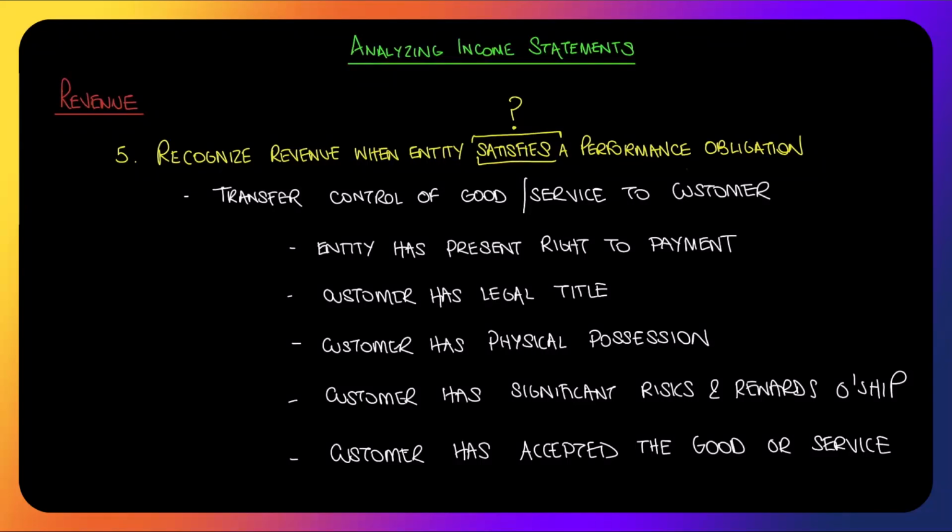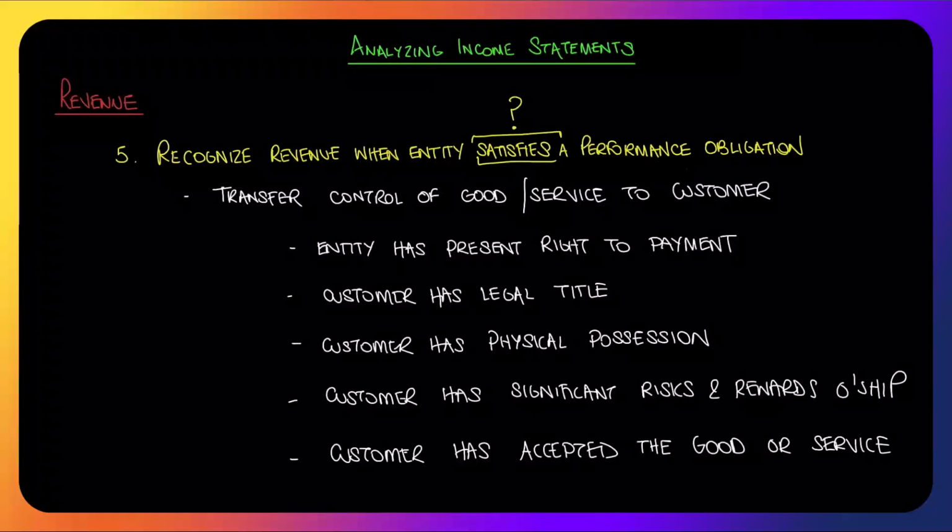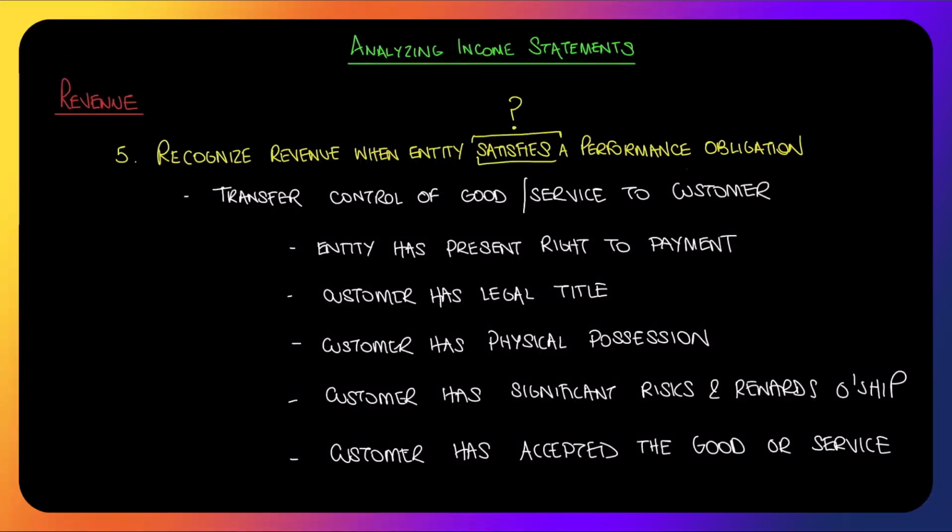Customer has legal title. So we've not just transferred this inventory from our warehouse to theirs to make it look like a sale. That's been done a lot in the past. They've actually taken legal title. They have physical possession. It's not sat in our warehouse waiting to be sold. Now, sometimes that is a sale. We'll talk about it later. We said this up front. Customer has significant risks and rewards of ownership. And the customer has accepted the good or service.